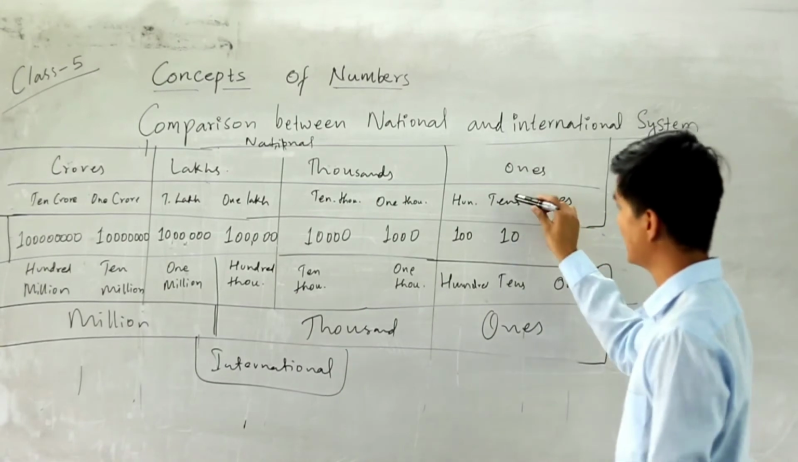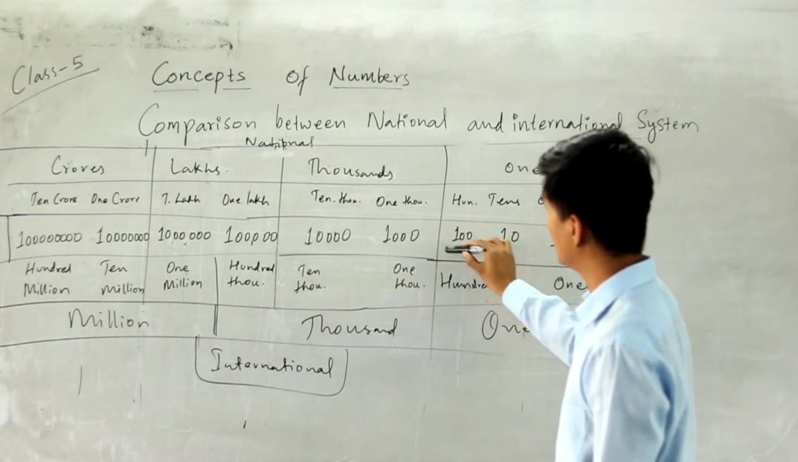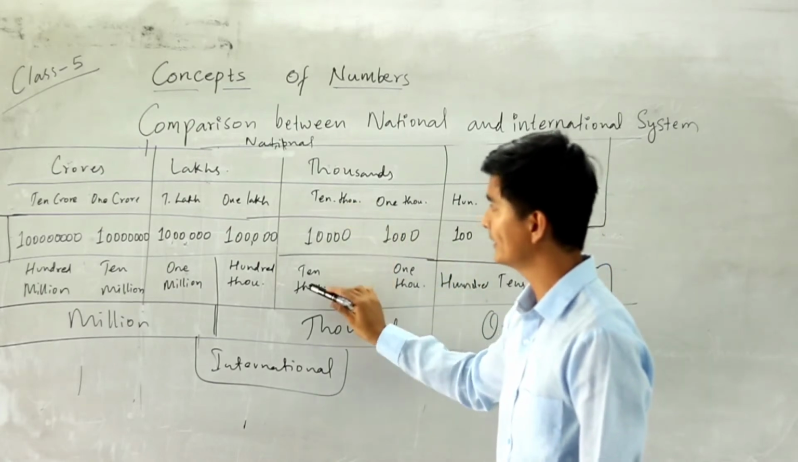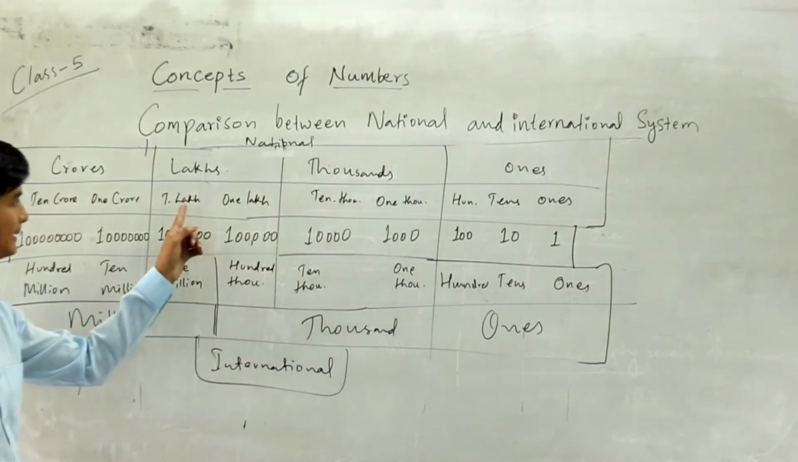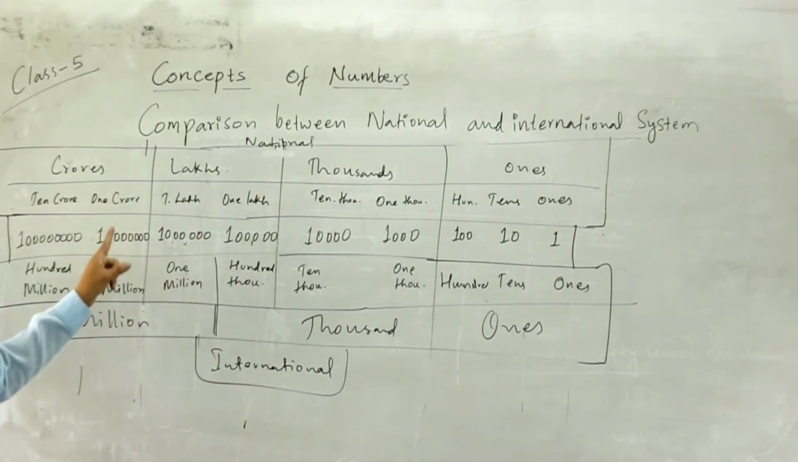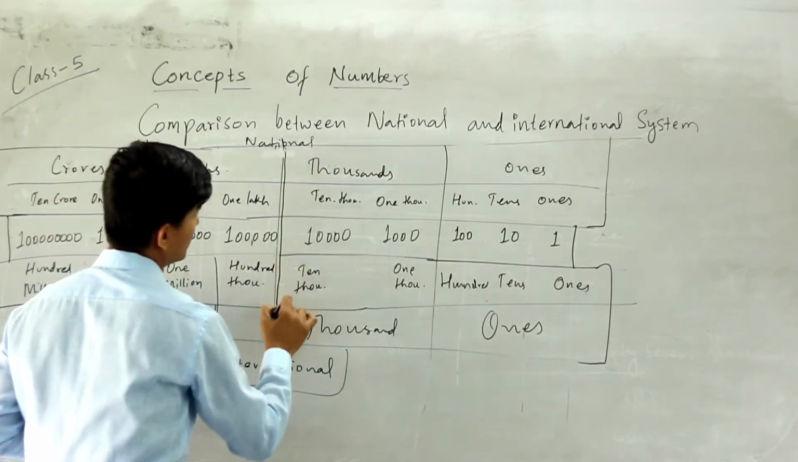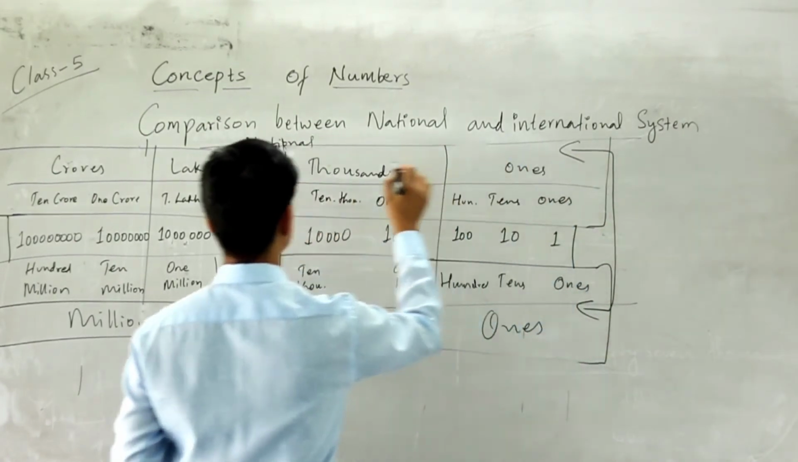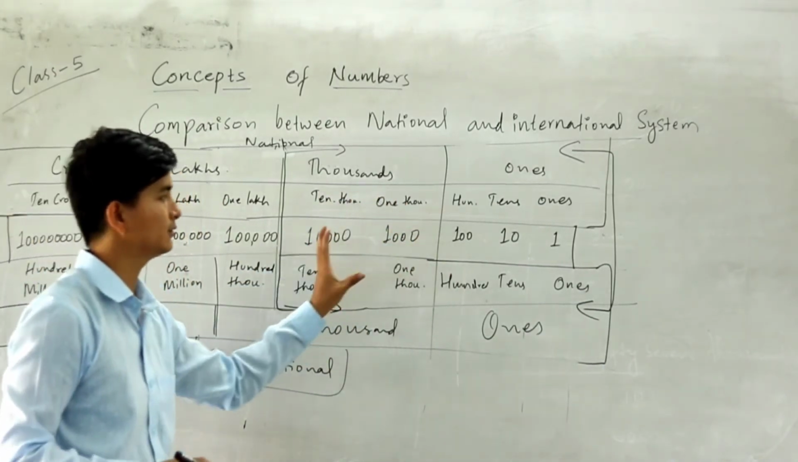Ones, tens, let's compare. We are comparing 100, 1,000, or you can say 1,000, 10,000. After that 1 lakh, 100,000, 10 lakh, 1 million, 1 crore, 10 million, 10 crore, 100 million. So you can see here clearly up to 1,000, both the number systems have an equal number of counting, right? Same up to here.